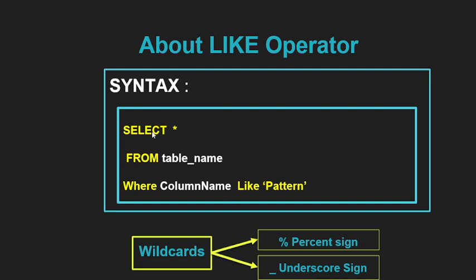So let's see the syntax here. SELECT star FROM table name. With these two lines of query I am retrieving the whole data. Till now I have not specified any pattern. So in the WHERE clause I am telling the column name on which I am applying a pattern using the LIKE operator. Then you have to specify a pattern here. So let's move to SQL so that we get to know how to use this LIKE operator.